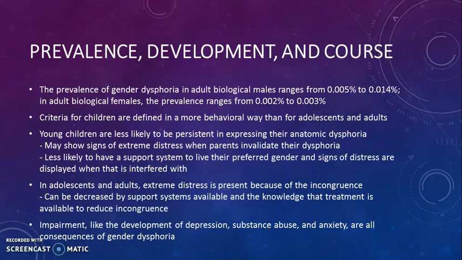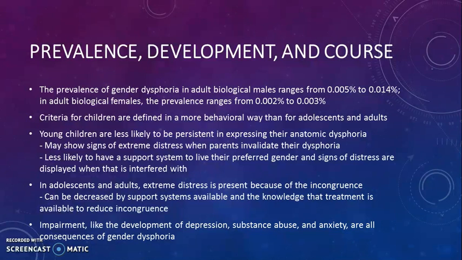So the prevalence of gender dysphoria in adult biological males ranges from 0.005% to 0.014%. And the prevalence in adult biological females ranges from 0.002% to 0.003%. Not everybody with gender dysphoria seeks any sort of treatment, so these numbers are likely an understatement.